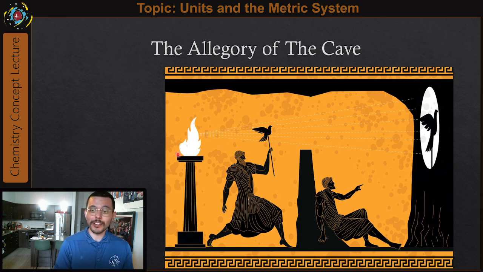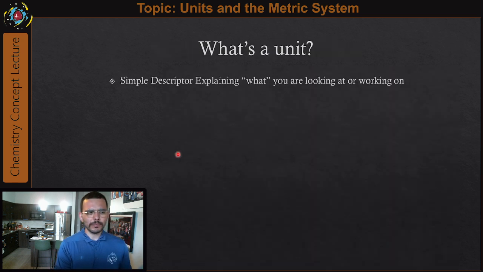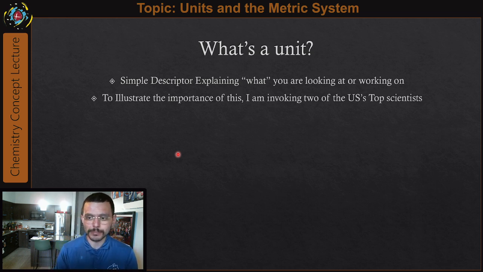If you think about it, the way we communicate to each other really affects the way other people understand what we're talking about. This is important because in chemistry, if we are not precise and succinct in how we talk, we can cause confusion, which can cause problems. So all that said, what's a unit? A unit is a simple descriptor explaining what you are looking at or working on or describing.